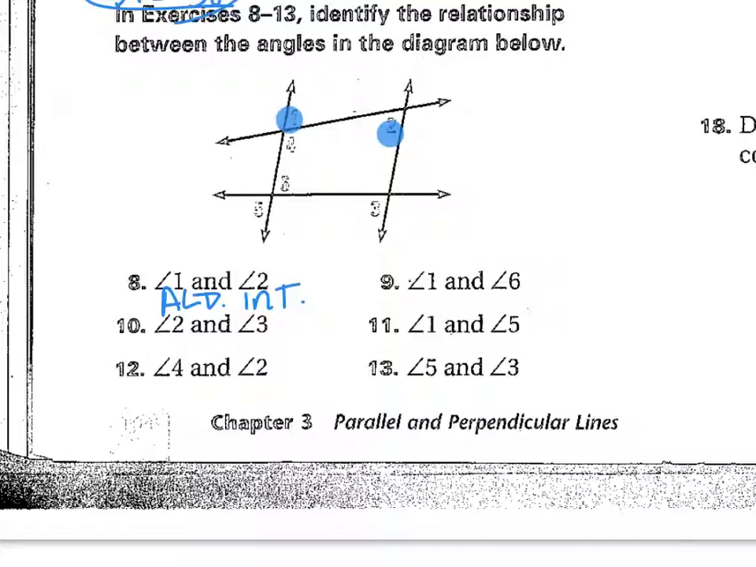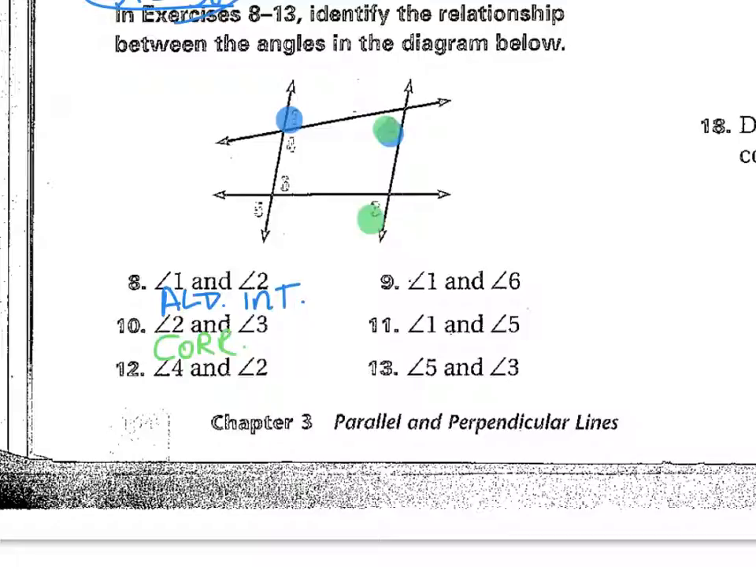Now, number 10, it says 2 and 3. Notice here, they're both on the same side of the line. But notice that 2 is located in this group of angles, in the lower left. And in this group of angles, 3 is also in the lower left. If they're in the same location, then that's called corresponding. Okay, corresponding angles.